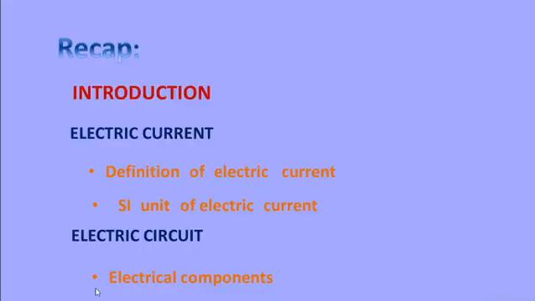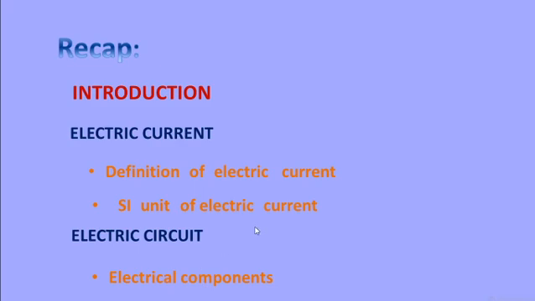So next one, that's a recap. We first discussed the introduction of electricity, then electric current, the definition of electric current. What is the electric current? I equals Q by T, the rate of change of charge. That is the electric current. Then the SI unit of electric current is ampere. Then what is the device used to measure the electric current? Ammeter.